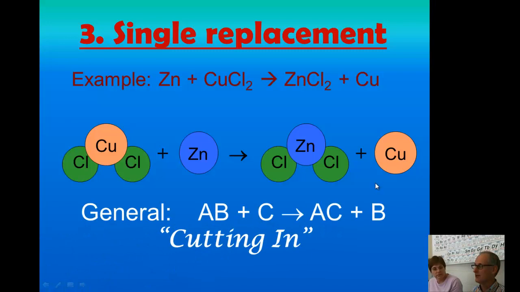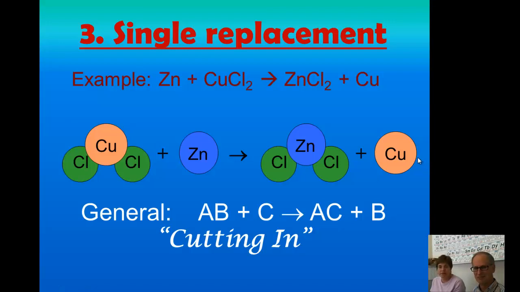I kind of tend to call this cutting in. I have dance analogies for these. You must be pretty darn good. Not good enough for dancing with the teachers, but zinc, in this case, cut in. It's now dancing with chlorine. Poor little copper sitting on the side.